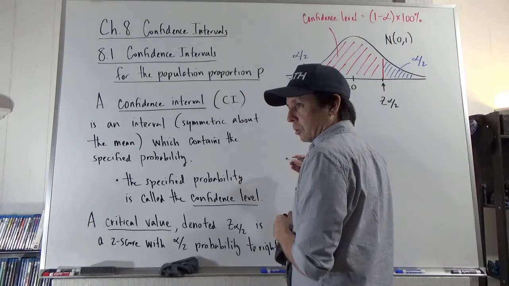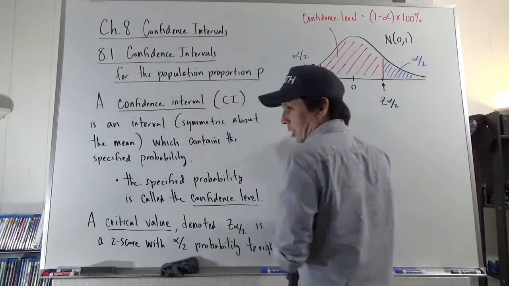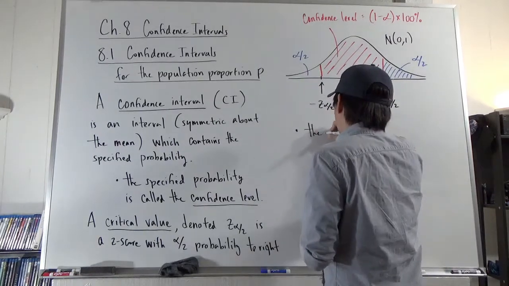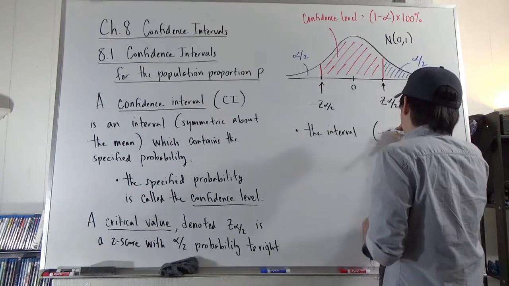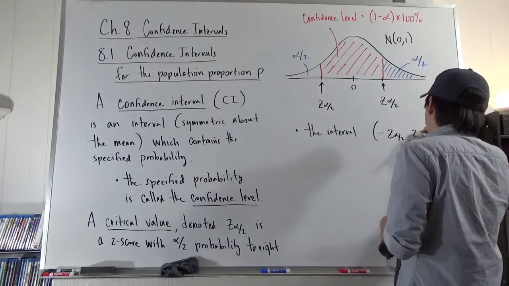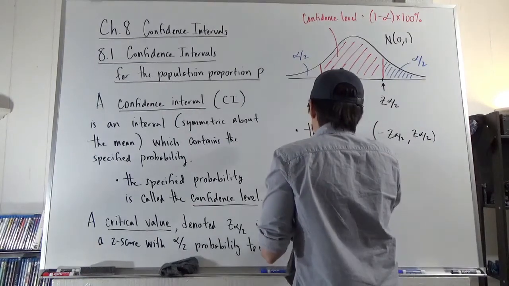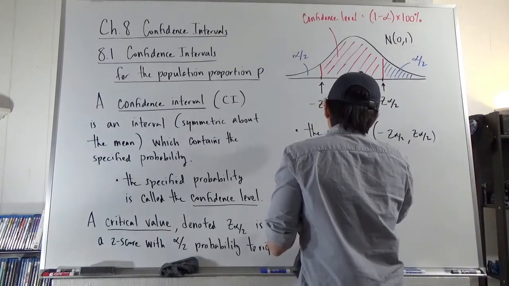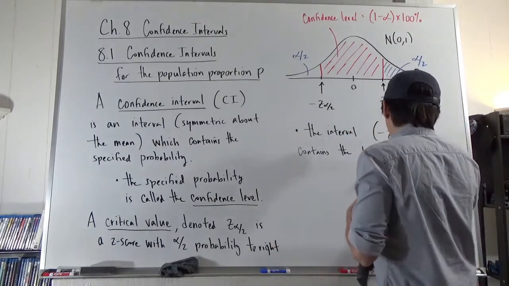The interval. Okay. I guess I have a bullet point that I kind of just said already. So the interval, negative z alpha over 2 comma z alpha over 2, this interval right here contains the 1 minus alpha confidence level.